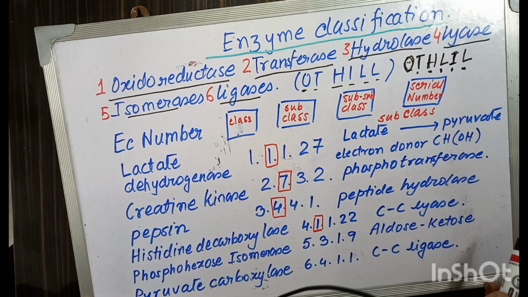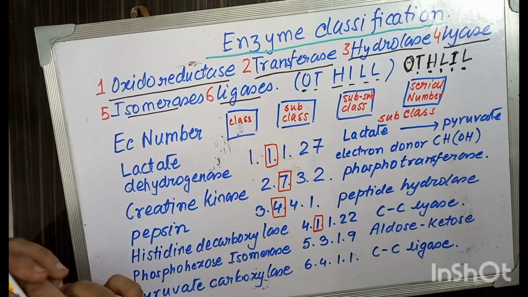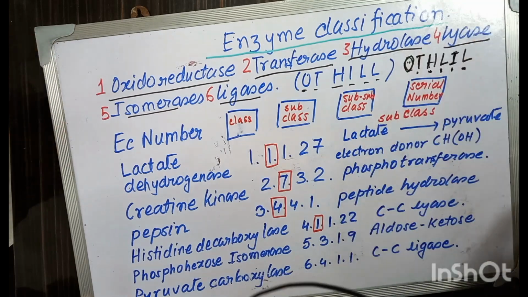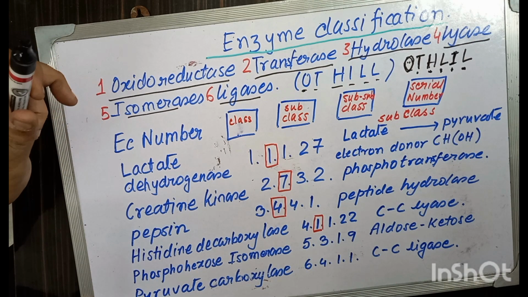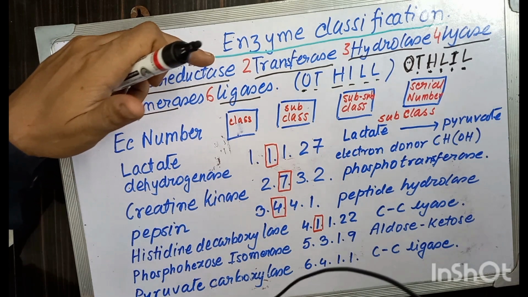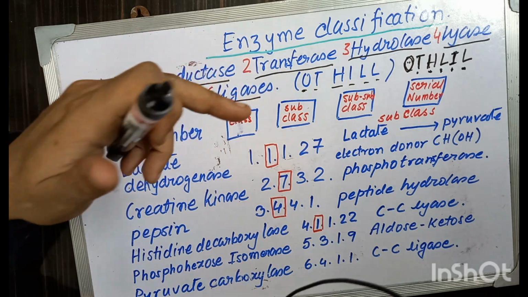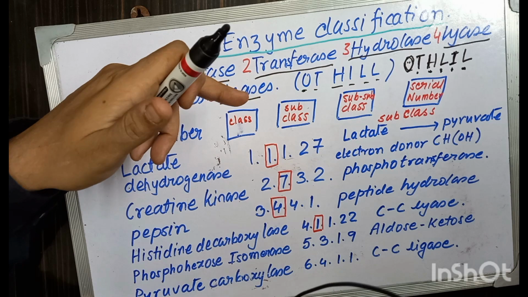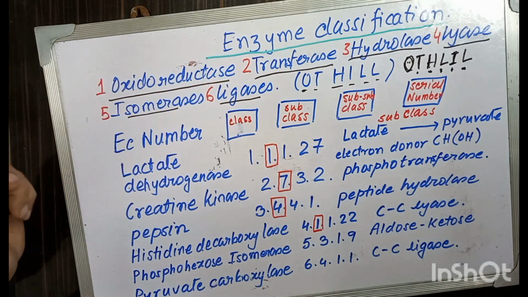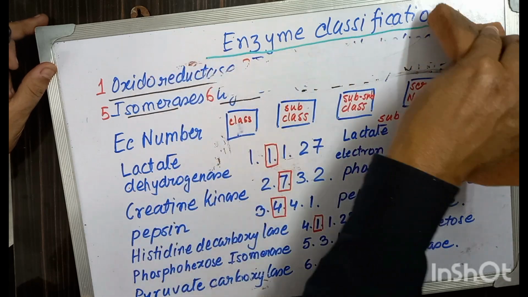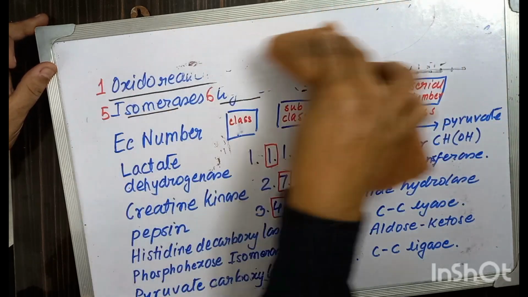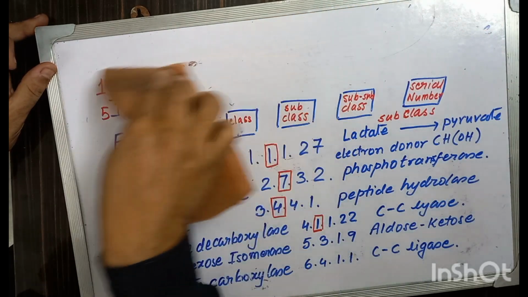So while we name an enzyme, I'll just rub out this upper part, because I know by now you have all remembered the names: oxidoreductase, transferase, hydrolase, isomerase, lyase, ligase. All these names are already learned, so I'll rub this out to let you know a little bit more about these details.